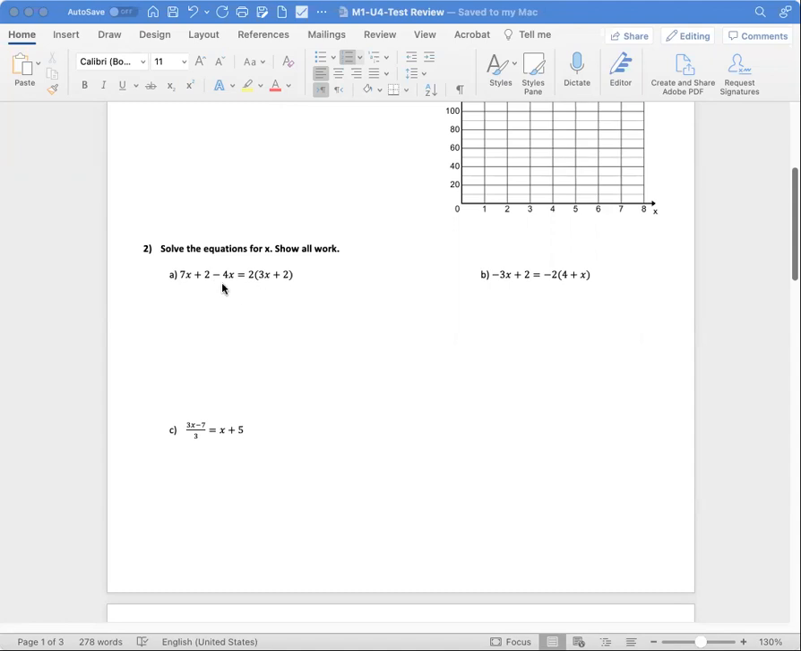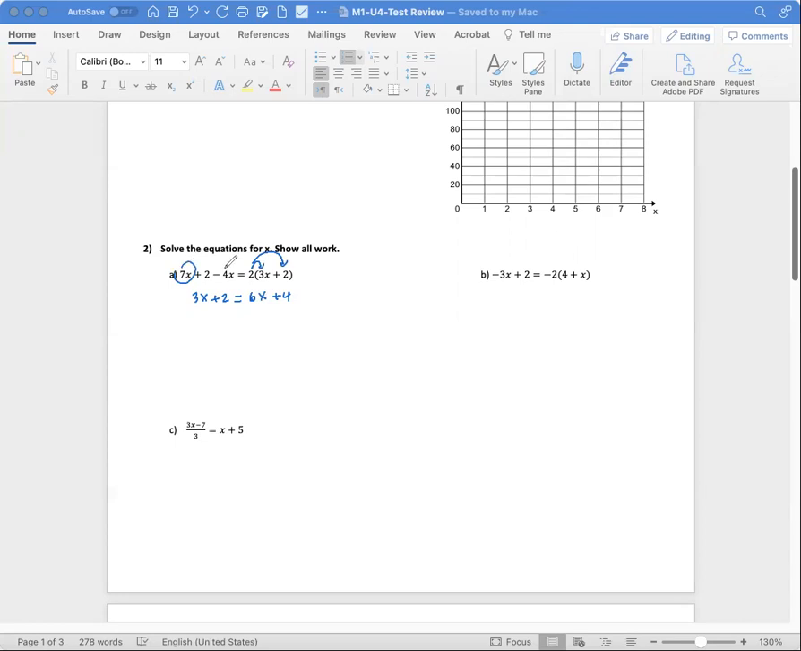So first things first, when you look at this equation, you see like terms here, 7x and minus 4x. So you subtract 7x minus 4x, that's 3x plus 2. Anytime you see like terms, automatically combine them, okay? And on the right-hand side, you can either rewrite it as is, or if you're comfortable, you can automatically distribute the 2 in, and this will give us 6x plus 4. Okay, there's nothing wrong with that.